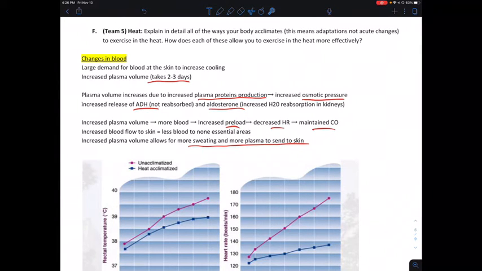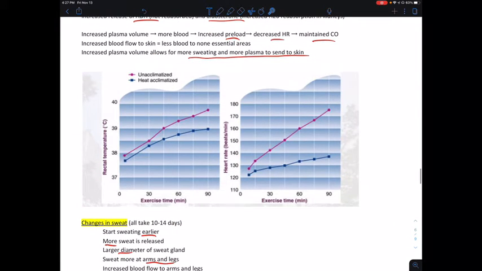There's the blood changes that take 2 to 3 days. This is plasma volume increase is what we're talking about, caused by increased plasma proteins, which increase osmotic pressure, as well as an increase in ADH and aldosterone. All of these lead to more plasma, more water in the blood. If we got more plasma volume, we get higher preload, which allows our heart rate to decrease, which allows us to keep the same cardiac output with less stress on the heart.